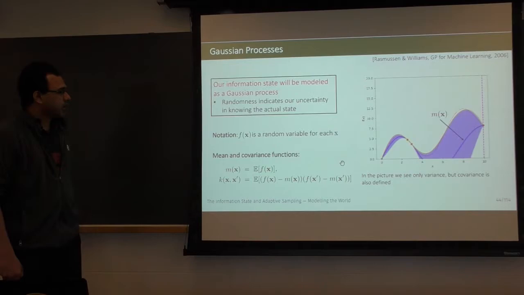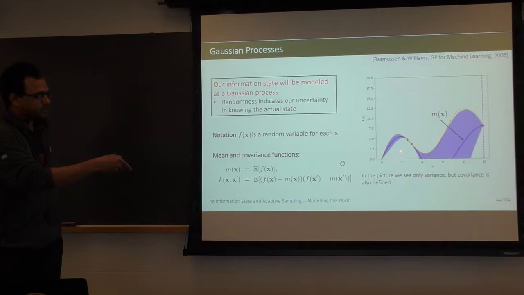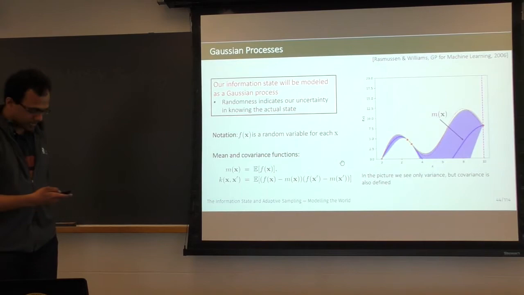Our information state, that is our view of the world, will be modeled as a Gaussian process. In this case, at point 8 you have large uncertainty, versus at point 3 you have much less uncertainty. So the randomness in this process will model the actual state of the world, how we perceive the world. In this case, we know more information about location 3, exactly what the reality is, versus at location 8. So this will be our information state.